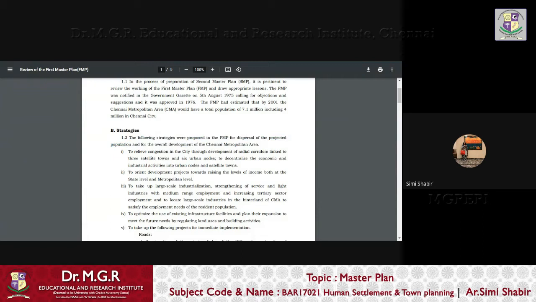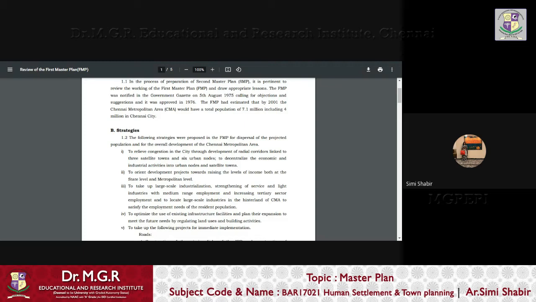The first point that was really pushed forward was to relieve the congestion in the city through the development of radial corridors linked to 3 satellite towns and 6 urban nodes, and of course to also decentralize the economic and industrial activities into urban nodes and satellite towns. So this was the point that was literally put pressure on because of the very nasty traffic issues, travel issues in the city over a period of time.